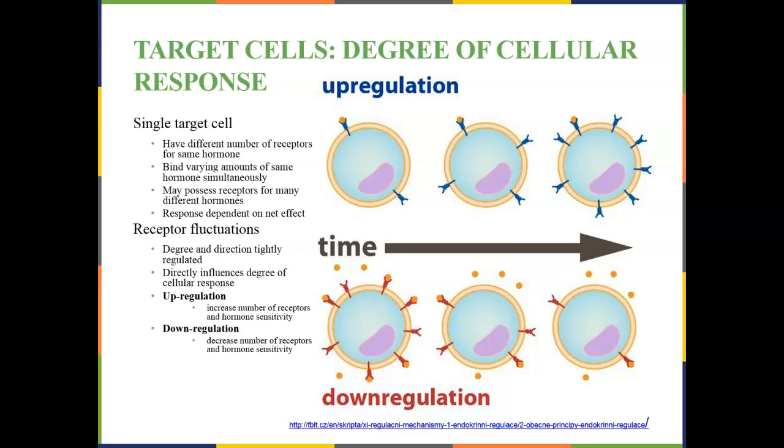Most target cells have more than one type of receptor. And so they might have receptors for 2 or more hormones. So different target cells are going to be able to bind different hormones. The number of receptors for the hormone will determine how much hormone can bind to any given cell.